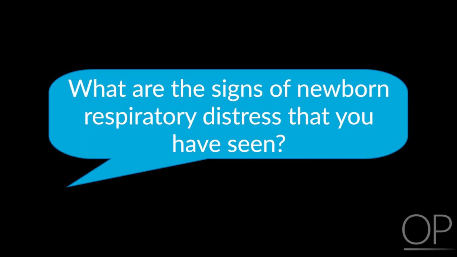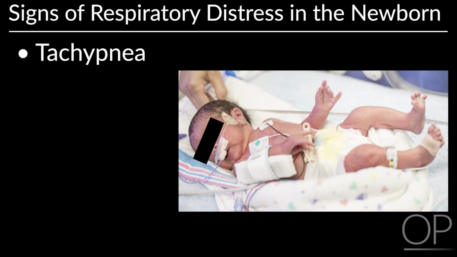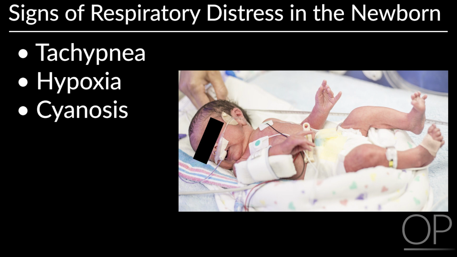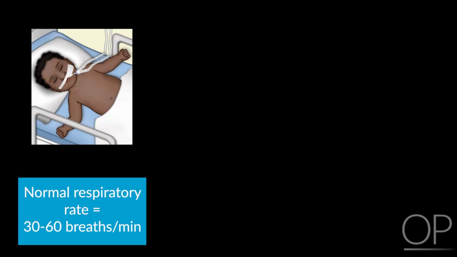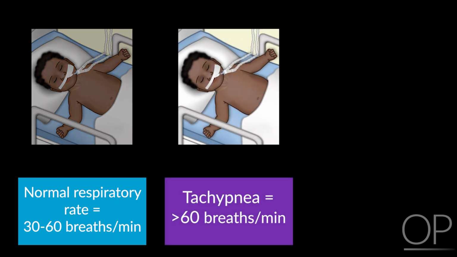What are the signs of newborn respiratory distress that you have seen? Tachypnea is the most common and often first sign to develop. Other signs are hypoxia, cyanosis, retractions, grunting, nasal flaring, and apnea. A normal respiratory rate is between 30 and 60 breaths per minute. This video illustrates tachypnea, a respiratory rate of greater than 60 breaths per minute.